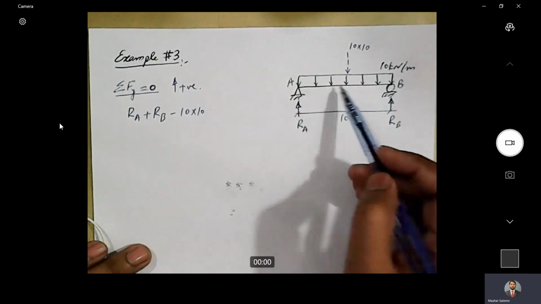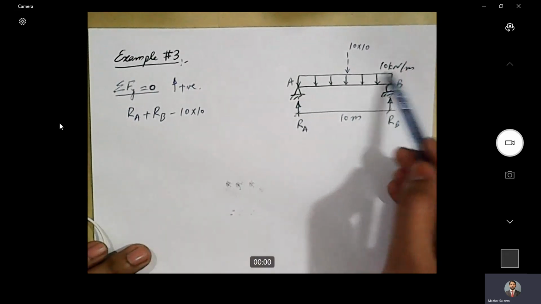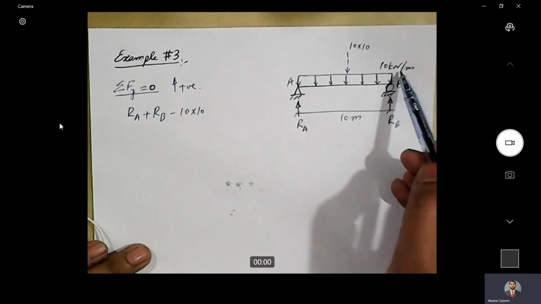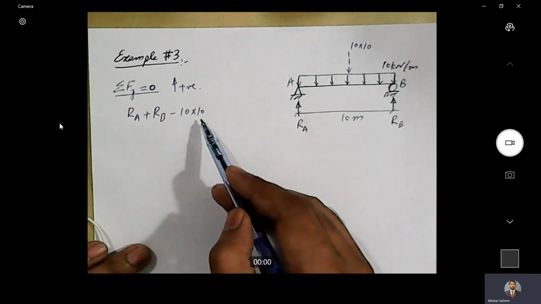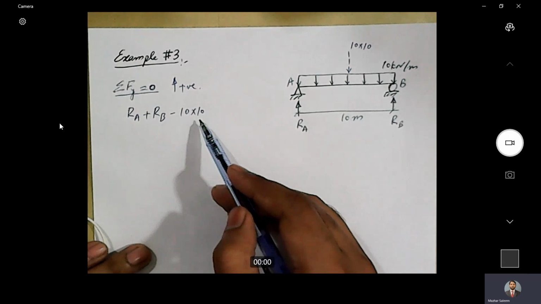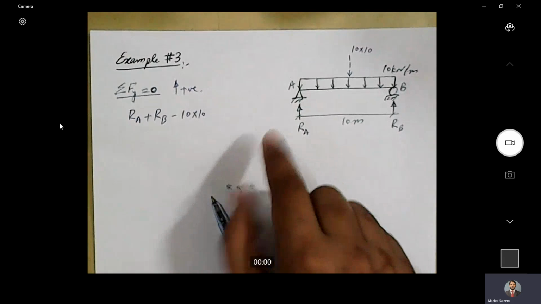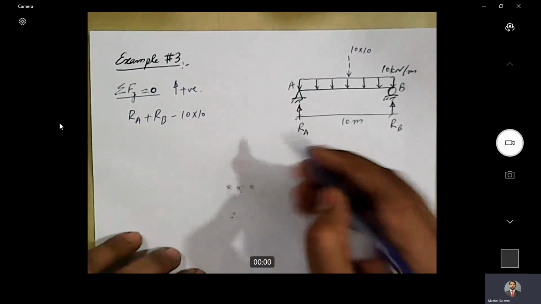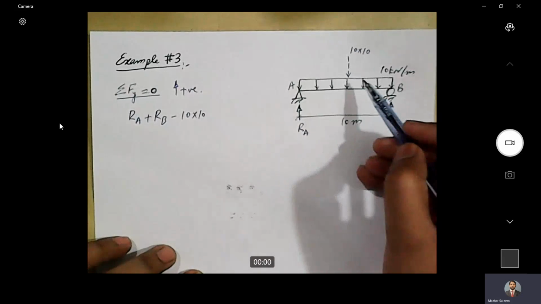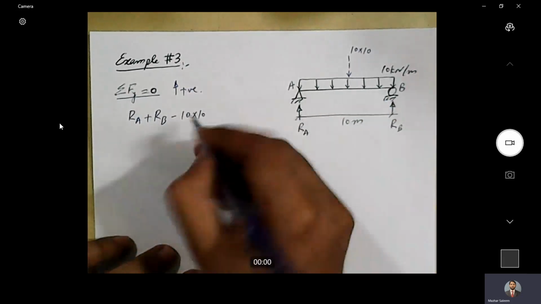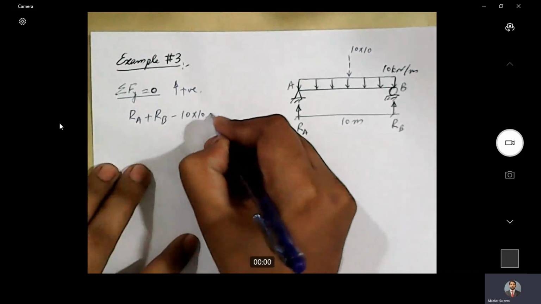And the resultant of the UDL is 10 into 10. 10 kilonewton per meter is the intensity of the UDL, and 10 meter is the span of the UDL. So the resultant of the UDL is equal to the area of this rectangle. Okay, and let's put it equal to 0.